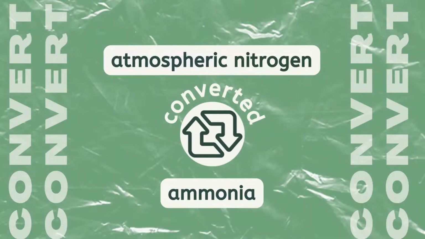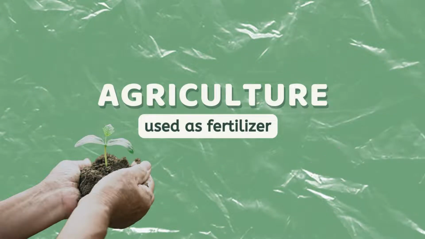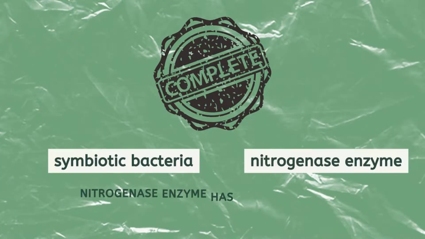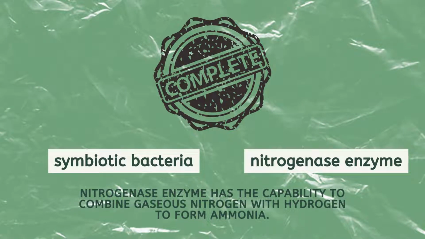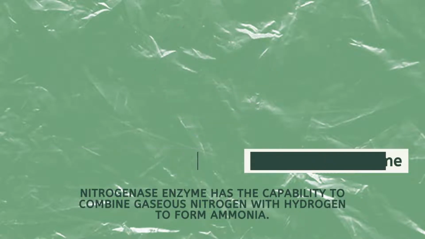Here, atmospheric nitrogen, primarily available in an inert form, is converted into the usable form ammonia, essential for agriculture as it is used as fertilizer. The entire process of nitrogen fixation is completed by symbiotic bacteria that consist of a nitrogenase enzyme.